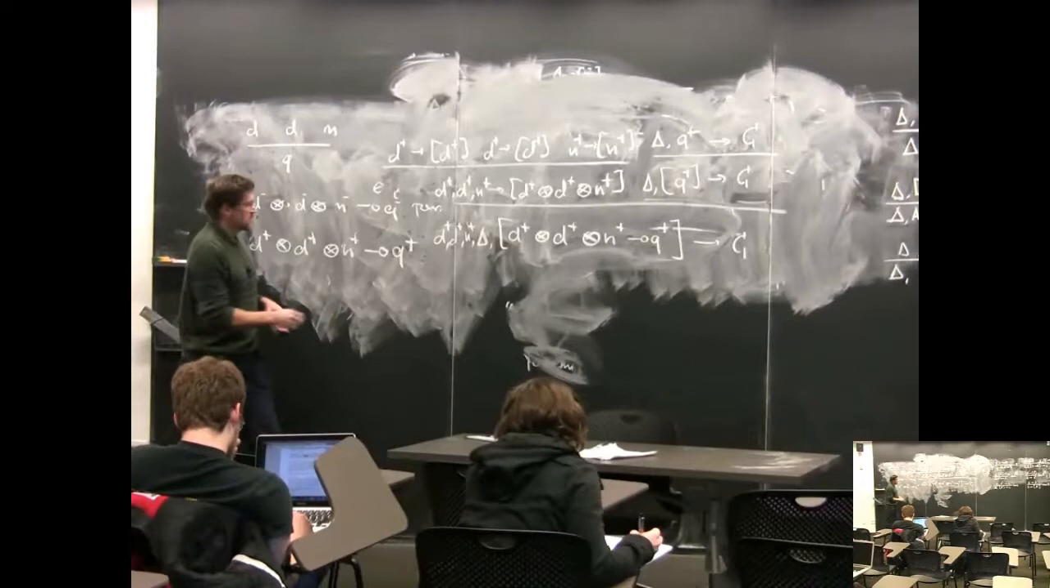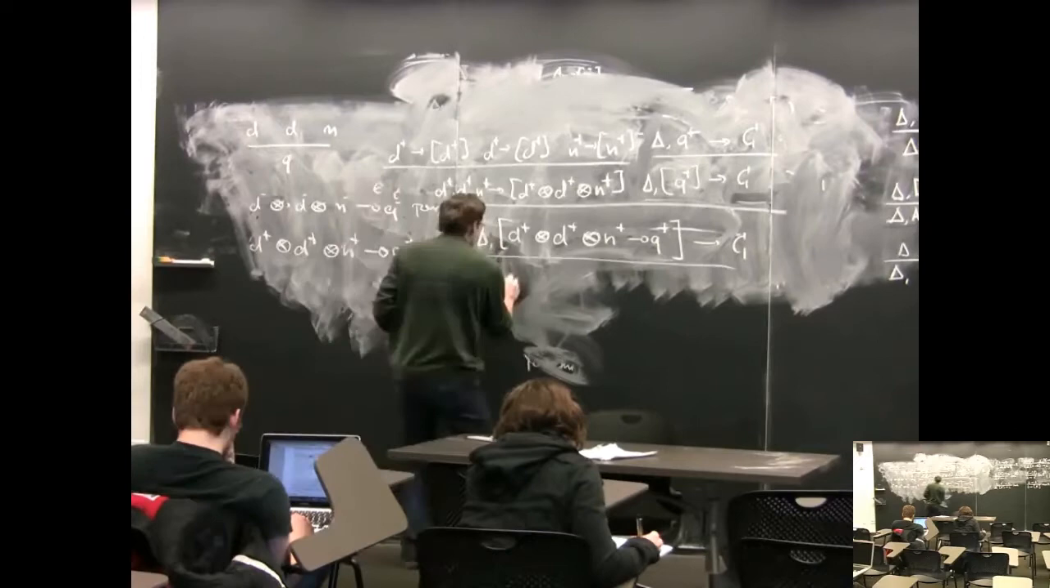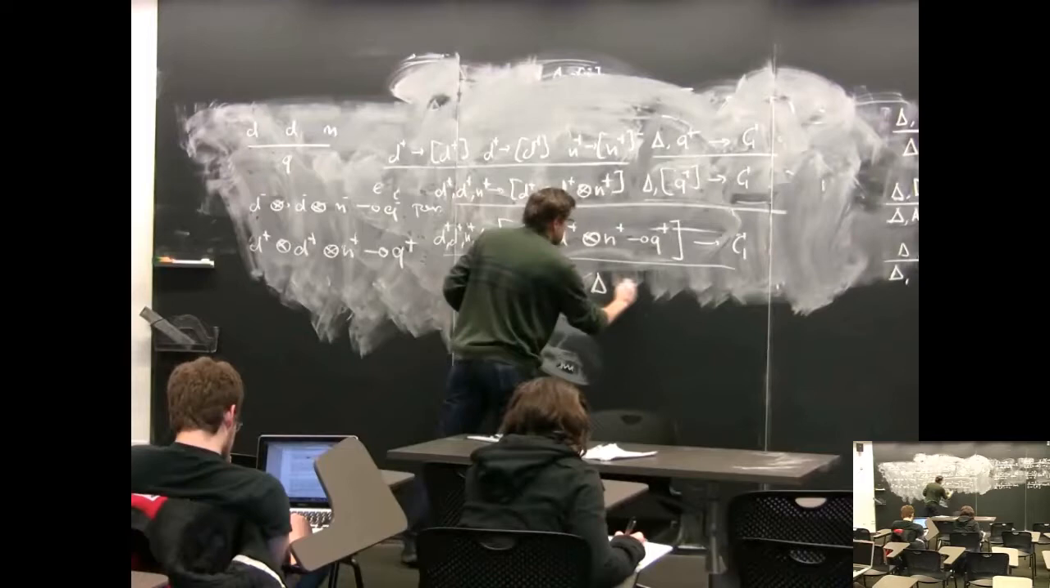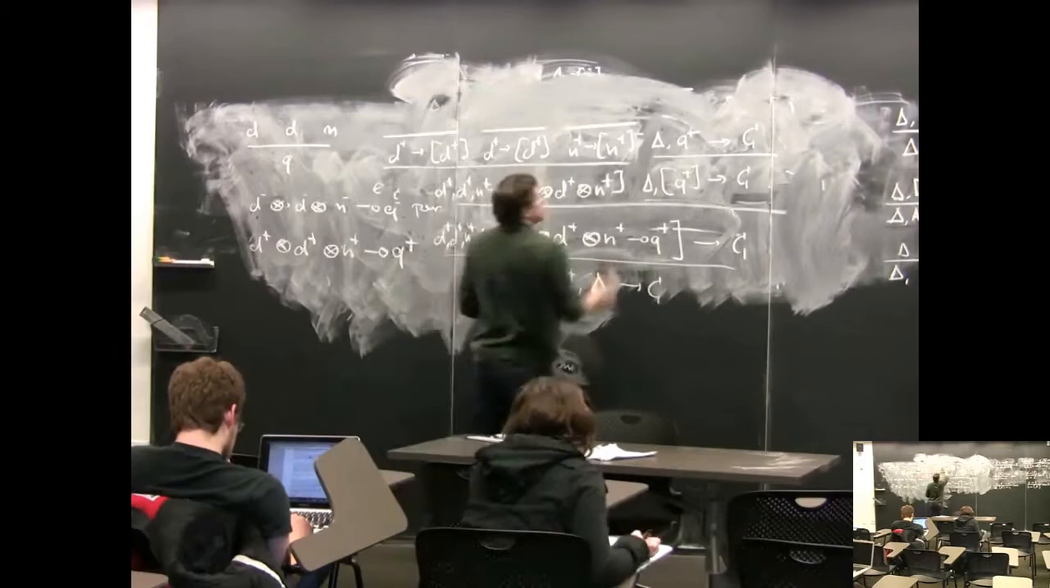So the derived rule would say: if I have D plus, N plus in delta unrestricted, and I'm going to try to achieve some goal, then these are finished because they're instances of the identity.